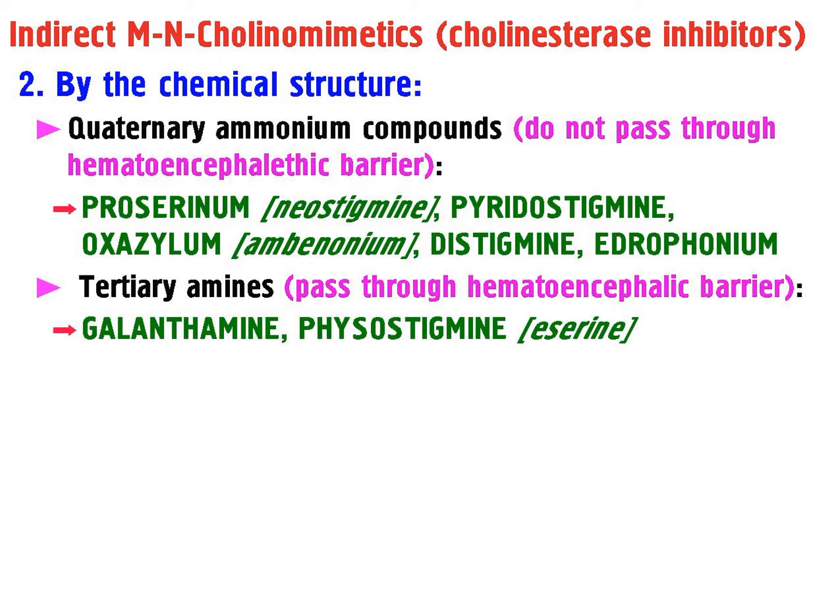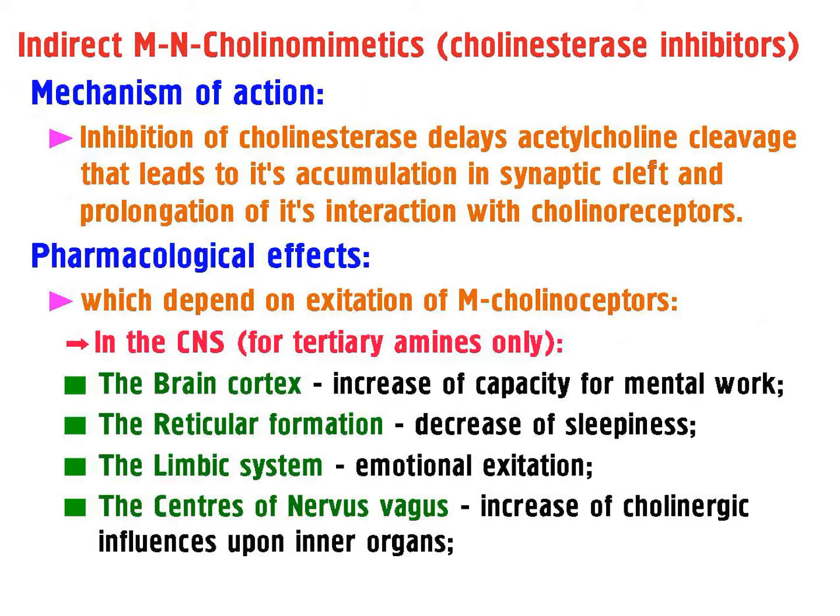Also, cholinesterase inhibitors can be classified by their chemical structure into two classes, which are quaternary ammonium compounds and tertiary amines. The first class does not pass through the blood-brain barrier. That's why they do not produce central effects, pharmacological effects on the central nervous system. Tertiary amines are more lipophilic compounds that can pass through the blood-brain barrier and produce central effects.